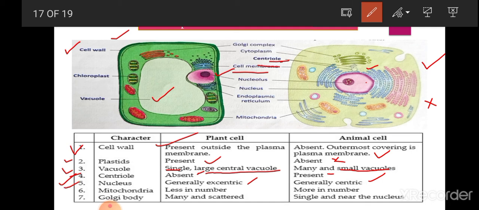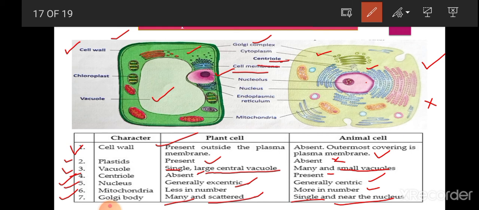Now the next organelle is mitochondria. Mitochondria are present in animal cells as well as in plant cells, but in plant cells they are less in number, and they are more in number in animal cells. Now Golgi bodies. In plant cells, they are many in number and scattered. Here you can see this is the Golgi complex in plant cells, and this is the Golgi complex in animal cells. In animal cells, it is single and near the nucleus. So Golgi bodies in plant cells are many in number and scattered. In animals, they are single in number and near the nucleus.